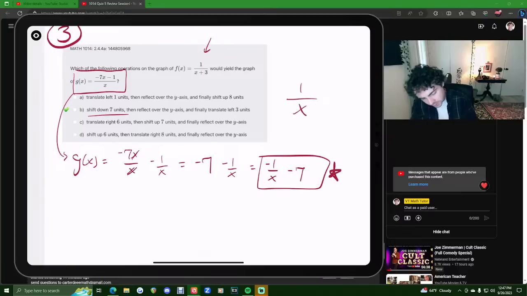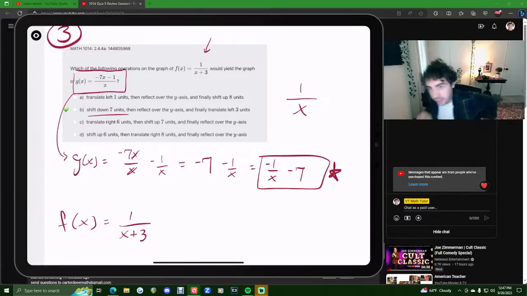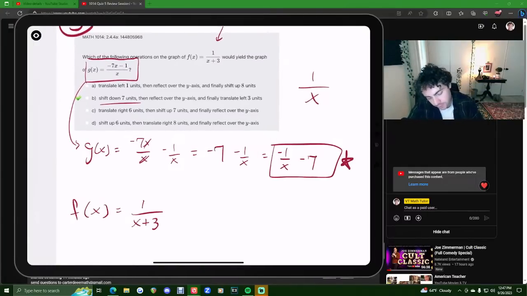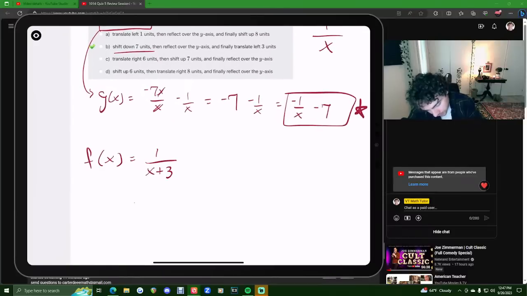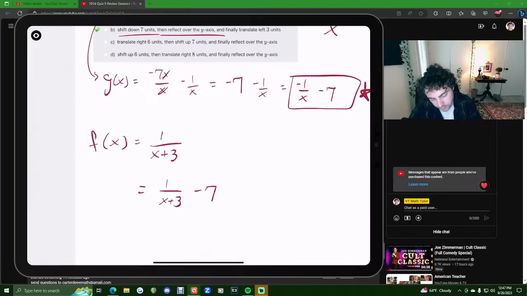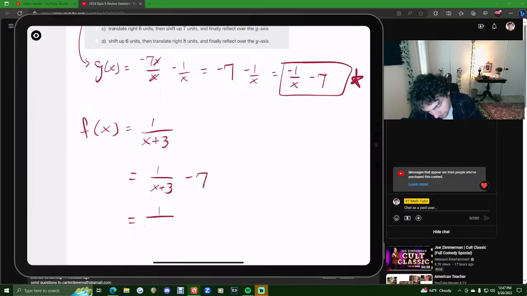So starting with the original function, I'm going to perform the transformations described in answer B and just show why it gets us the function G. First thing is shift down 7 units. To shift down 7 units, we would simply subtract 7 on the outside. Next step, reflect over the y-axis. To do so, we just negate x. We replace x with -x.